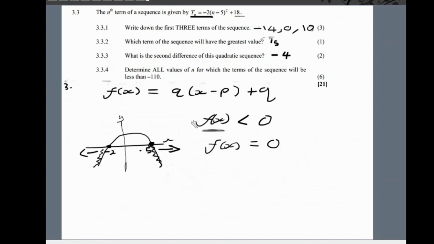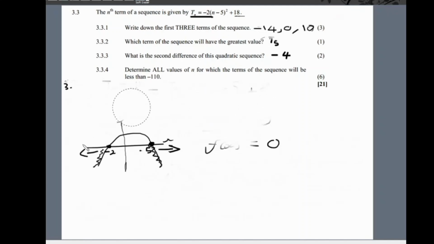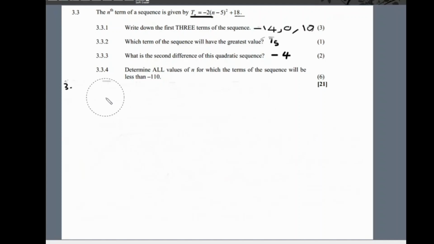So the same will apply here. To get the values of n for which this function will be less than negative 110, we'll first have to get the values of n where that function is equal to negative 110, right? So now we have Tn as our function: minus 2 (n minus 5) squared plus 18, right?